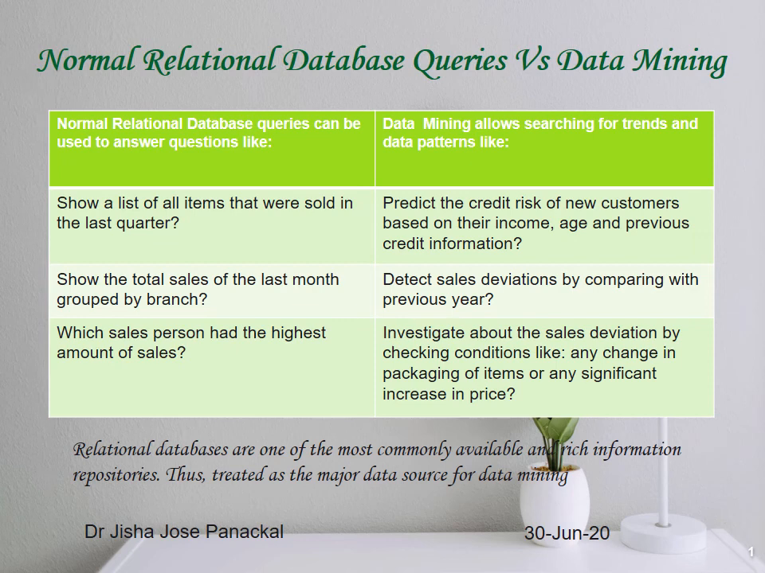On the other hand, data mining allows searching for trends and data patterns. For example, predict the credit risk of new customers based on their income, age, and previous credit information. Another example is to detect sales deviations by comparing with the previous year. That is a comparative study with the previous year, and investigating the sales deviation by checking conditions like any changes in packaging of items or any significant increase in price. These are examples of data mining queries, and they will not be answered using normal relational database queries.